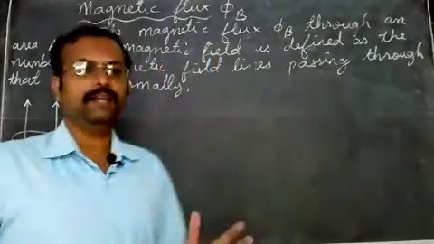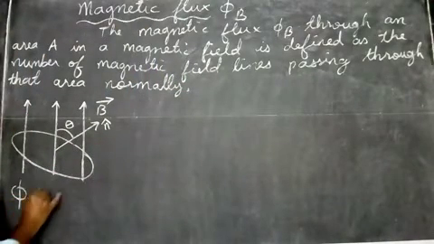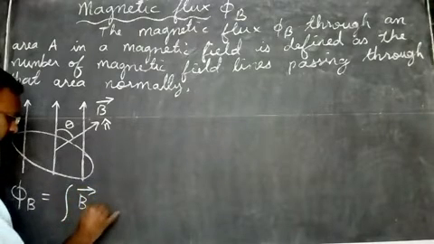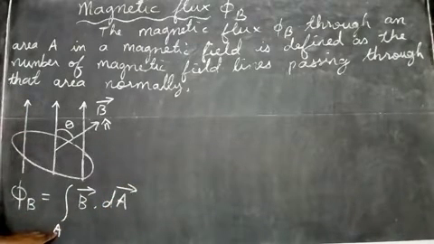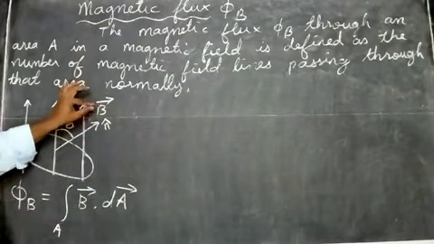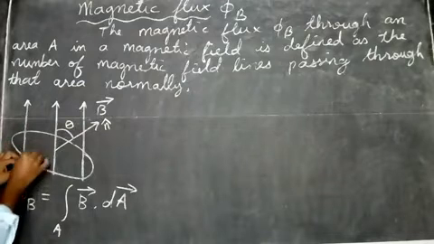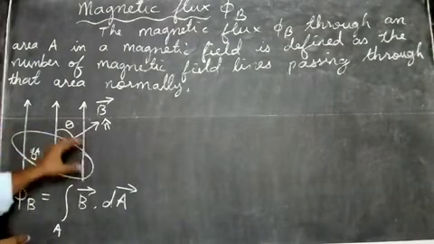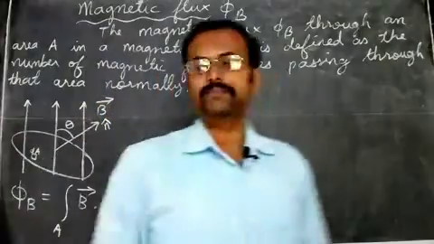Now we can define the magnetic flux. The magnetic flux phi b is equal to the integral of B vector dot dA vector over the area A. We multiply the B vector, the magnetic field, with dA. We take small areas, each small area is dA, and then we add everything to get the total area. That's why we have the integration.